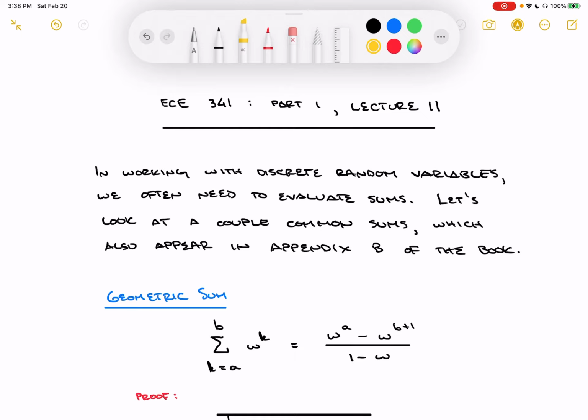We'll begin though by taking a look at the idea of summations. In working with discrete random variables, we oftentimes need to evaluate sums. That's how we get probability totals. We sum up things like the probability mass function over the values that are of interest. And sometimes those sums can get large, and we need to have a few tools available to us so that we can carry out those sums in an efficient way. So we'll go ahead and take a look at some common sums. These also appear in Appendix B of the book, so you might take a look there.